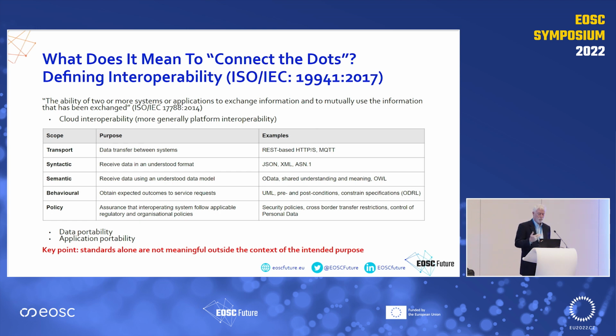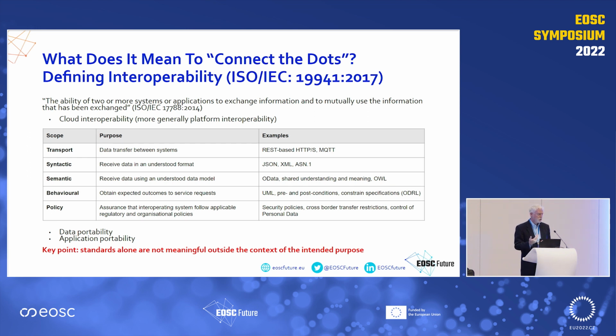So what does that mean in practice? Well, there are a couple of examples of this that were written up in 2017. So it's kind of useful to look at that because a lot of thinking has gone into this topic already. There are different kinds of interoperability. Some previous discussions have talked about it. Here we use the words from the ISO standard: transport, syntactic, semantic, behavioral, policy.